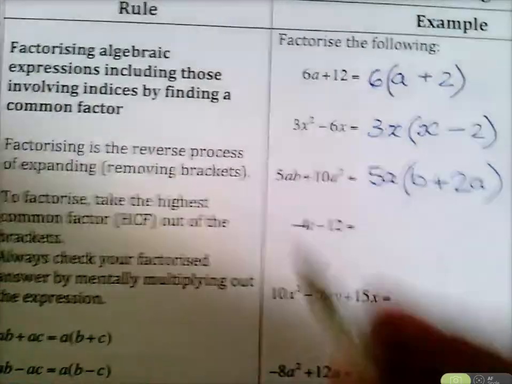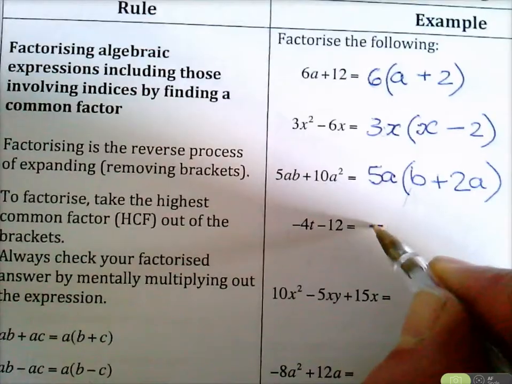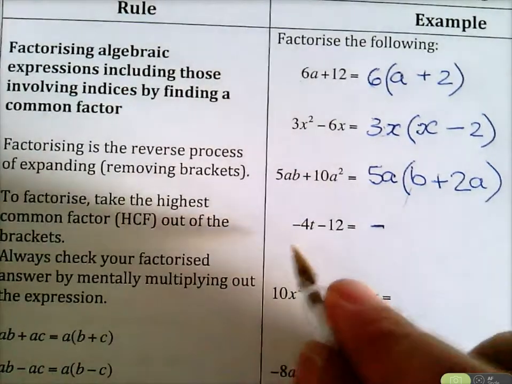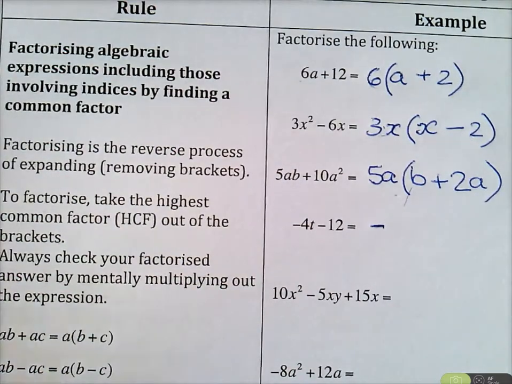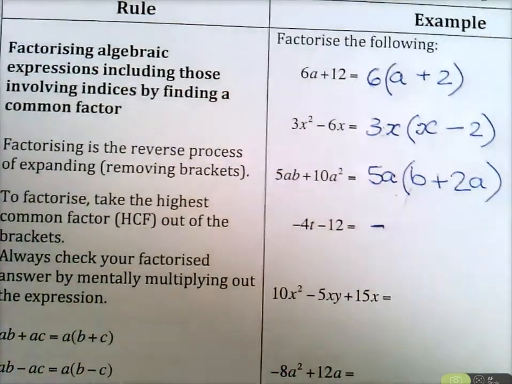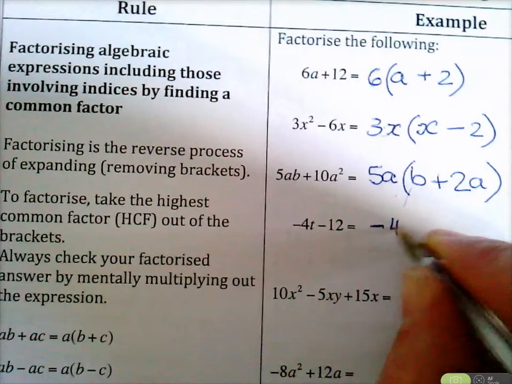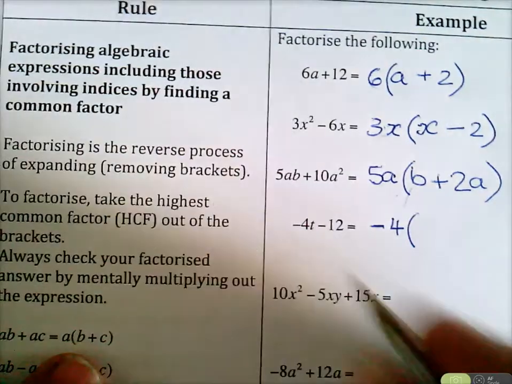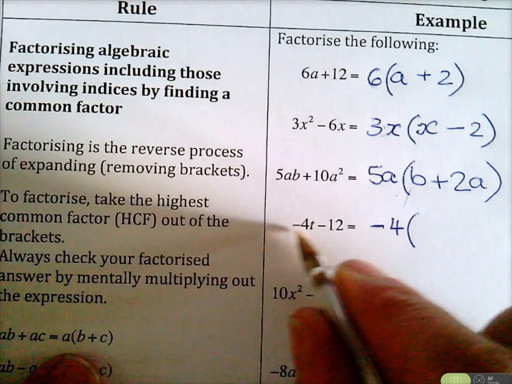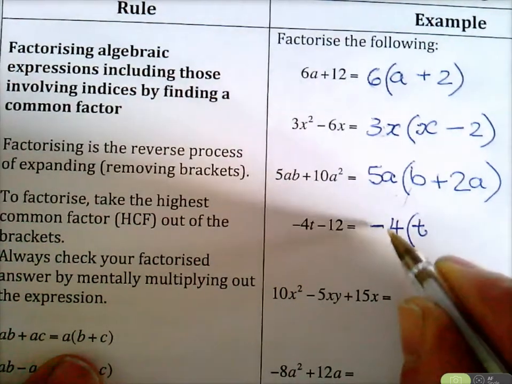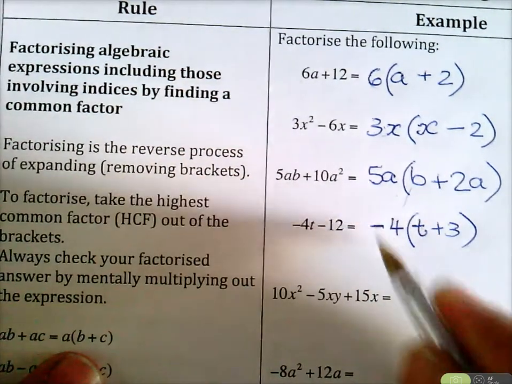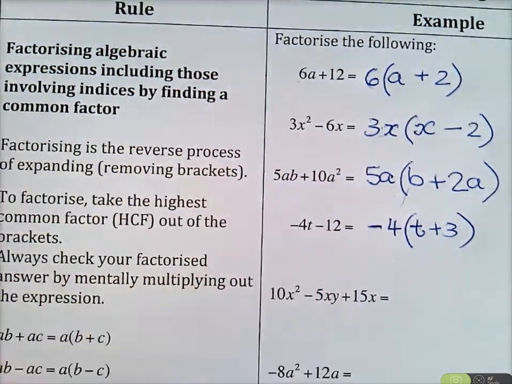Okay, girls, when you've got a negative as your first term here, pull out the negative factor. So there's a negative common to both, pull it out. Even if there's not a negative common to both, if your first term's negative, you pull out negative. What's in common between 4 and 12? 4. Nothing else is in common. So, negative 4 times what? t. And negative 4 times plus 3. Negative 4t, negative 4 times 3 is negative 12.